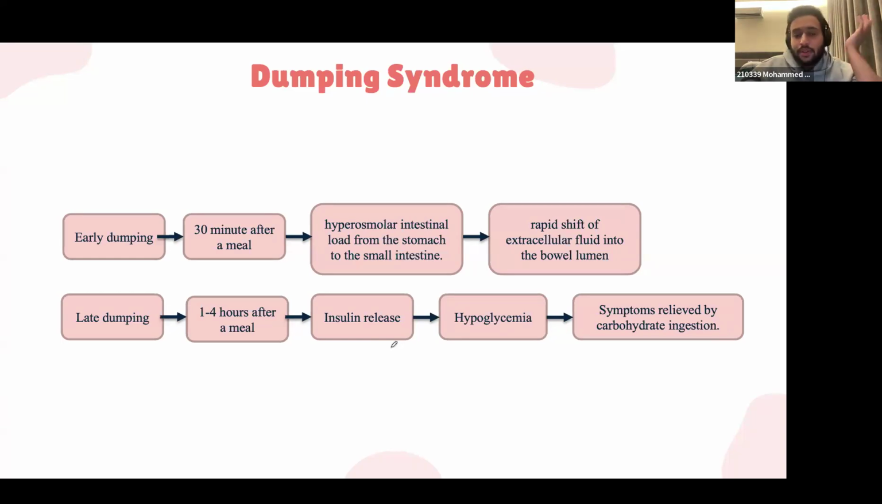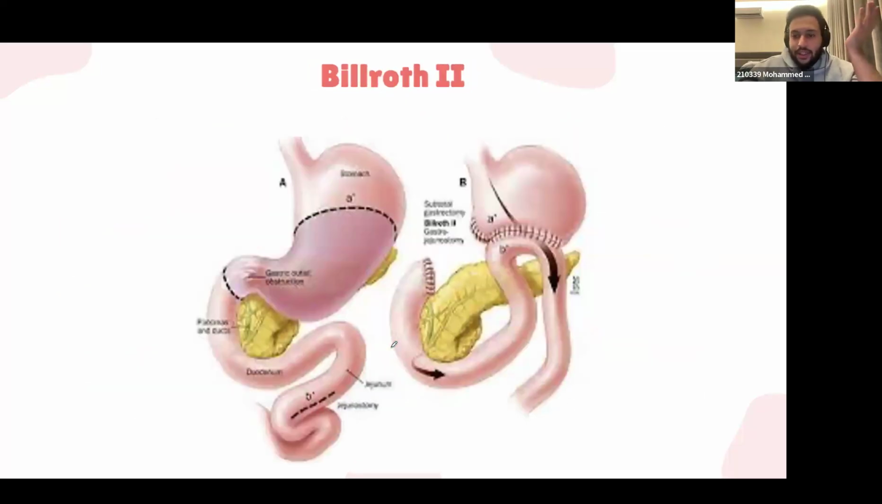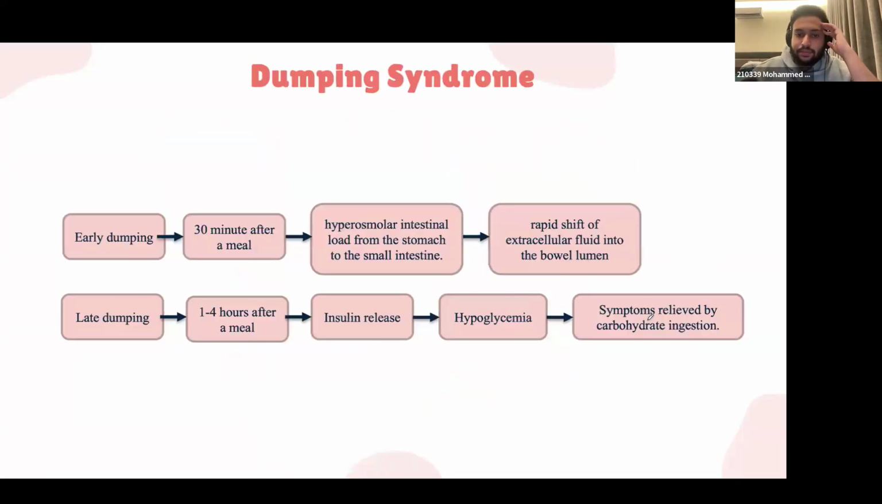However, as I said, this happens mostly in Billroth 2. So how can you fix it surgically? You convert it to a Roux-en-Y. The way you do this is very simple. Close this off. That's going to be closed. Connect these two together. Done. This is how you convert Billroth 2 to a Roux-en-Y.